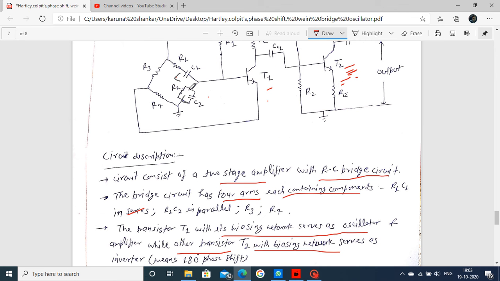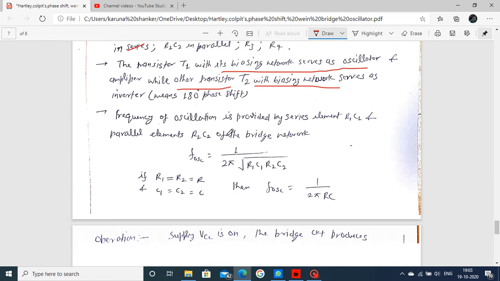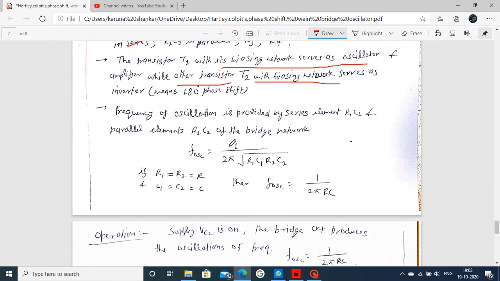This combination, this oscillator circuit, works so that the oscillation is produced by this bridge, and it is then amplified. The oscillation produced by this bridge is amplified by your T1 transistor. This description is written here. What is the particular frequency produced by the oscillator? This is obtained in this relation.